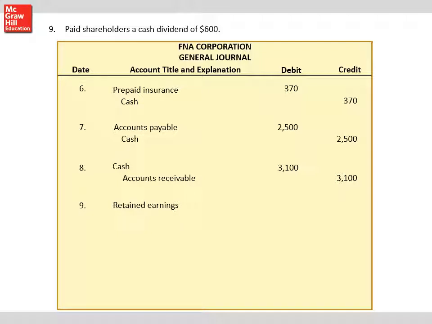Who is entitled to the earnings? The shareholders. So whenever money is sent to the shareholders, they're really sending them the profits or the retained earnings. So we decrease retained earnings when a dividend is being paid out and decrease cash, because that's what the company is sending, cash.